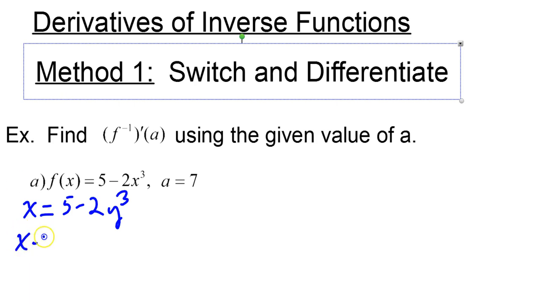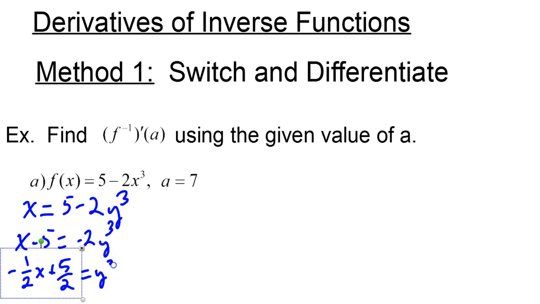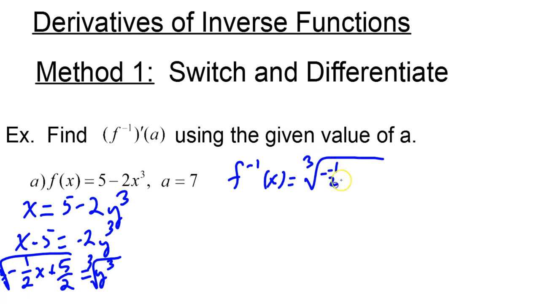I would subtract the 5. I would divide each term by -2. And then finally, wouldn't I just cube root both sides to get rid of that cube? So I know that the inverse function would simply be the cube root of -1/2 x plus 5/2. Okay? Well, now I've got to find the derivative of this inverse function.